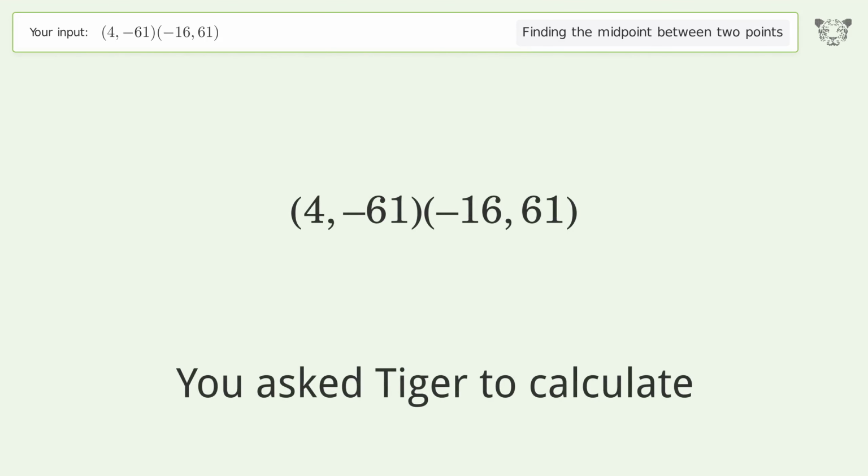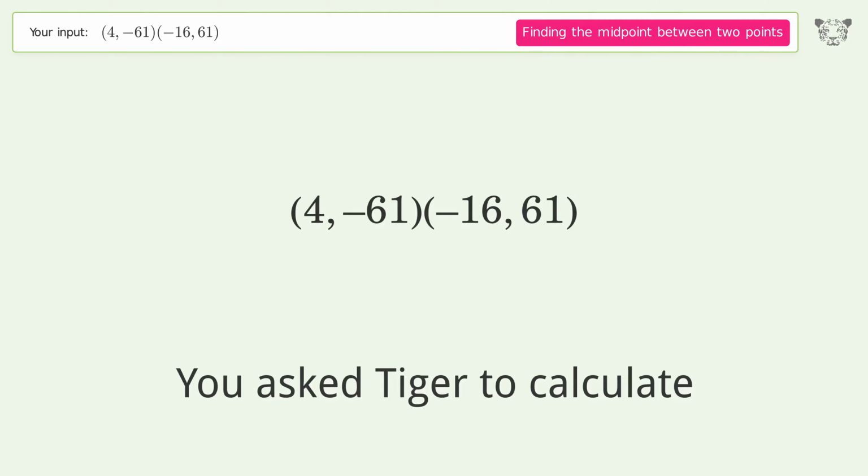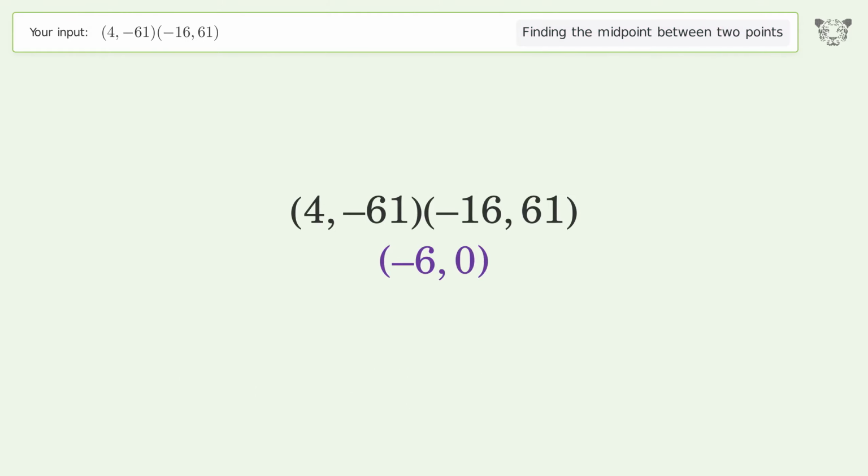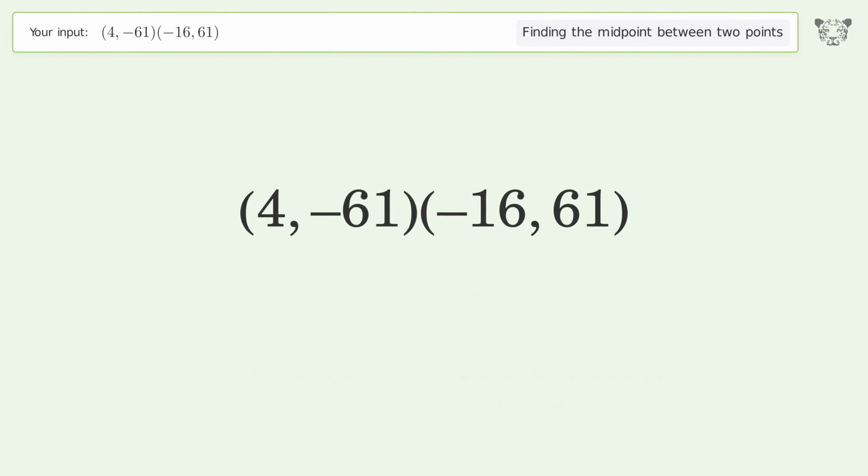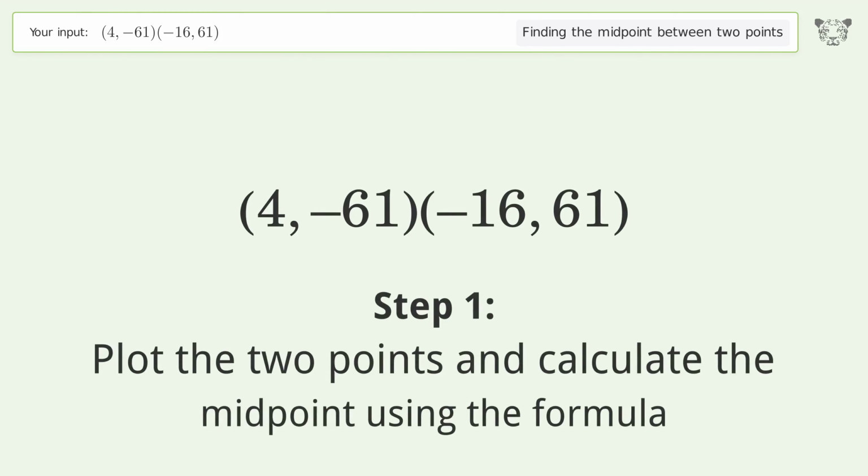You ask to calculate. This deals with finding the midpoint between 2 points. The midpoint between the 2 points is -6, 0. Let's solve it step by step. Plot the 2 points and calculate the midpoint using the formula.